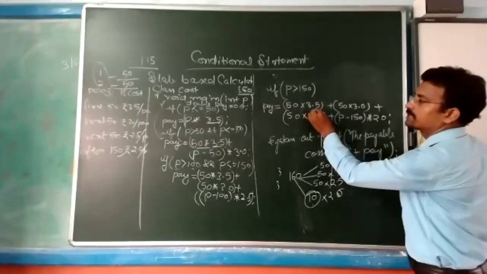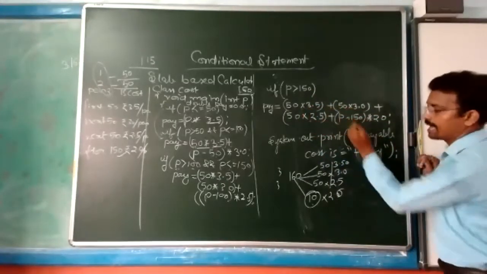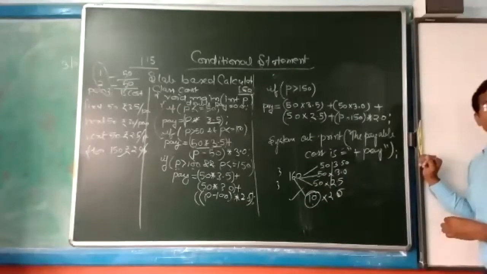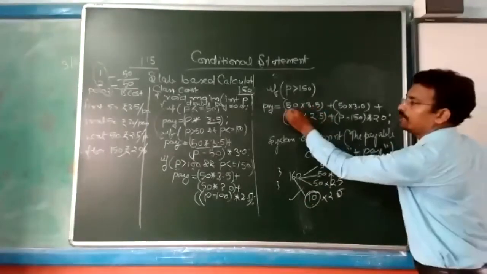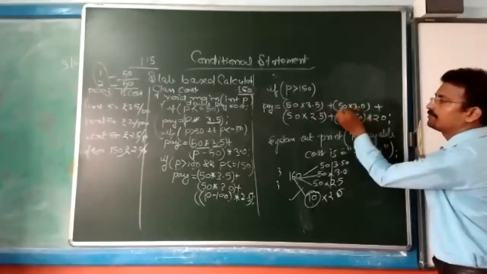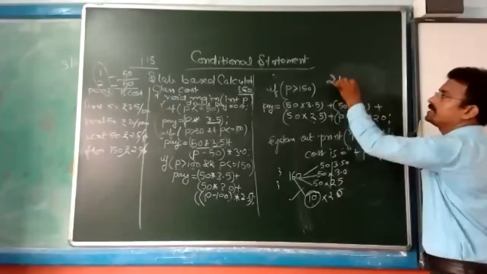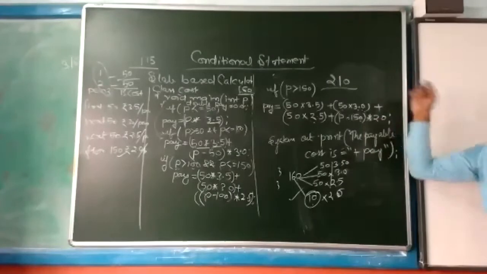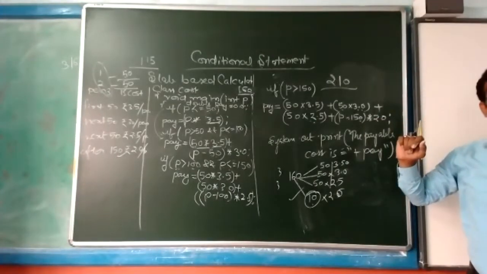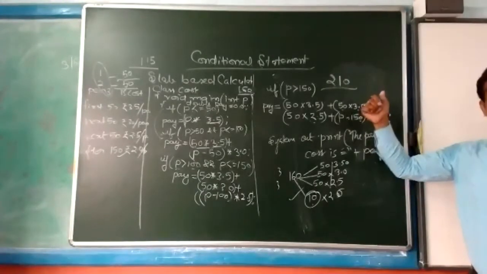And then what happens? Your slab has been divided as we have seen here. See, starting 50, 3 rupees. After that, next 50, next 50, next 50. Suppose we have given 210. How will they be divided? Who will explain?